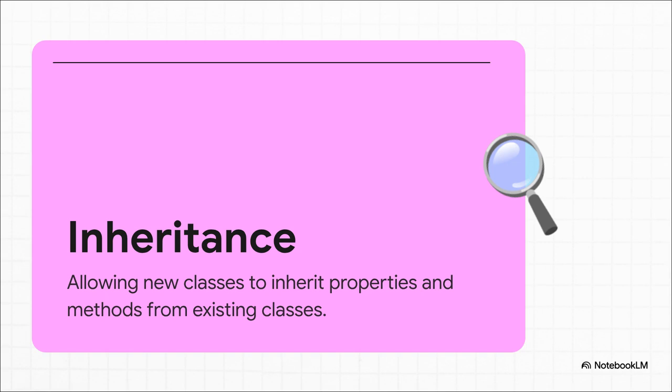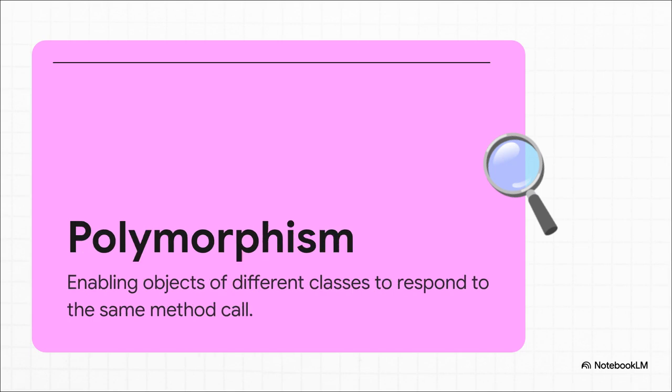That means you only have to write fresh code for the specific stuff that makes the car unique. Then there's polymorphism. Now, that might sound like a bunch of intimidating jargon, but it literally just translates to many forms. It allows objects from entirely different classes to be treated as if they were the exact same thing, responding to the exact same method call, but in their own unique ways.